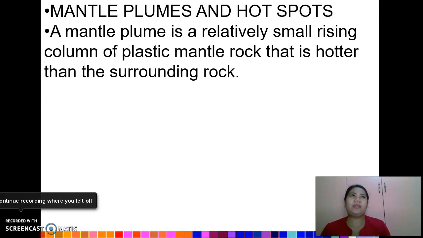Always remember this: if a substance is being heated up, it is actually lighter than its surrounding material or rocks. Now, if it is lighter, it will always go up. It is just the same in the mantle.